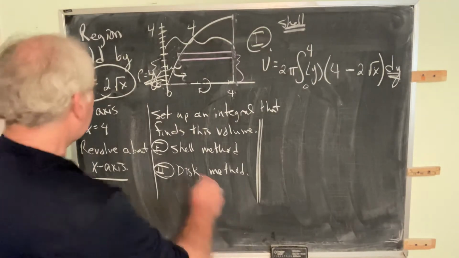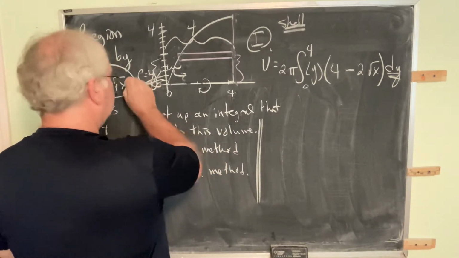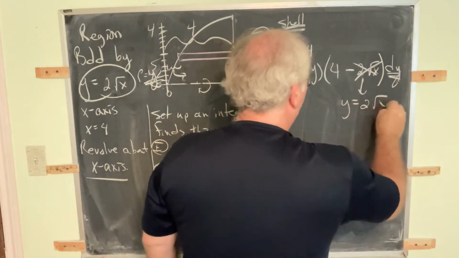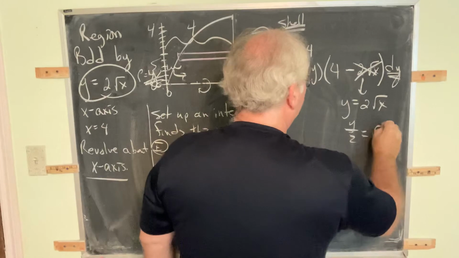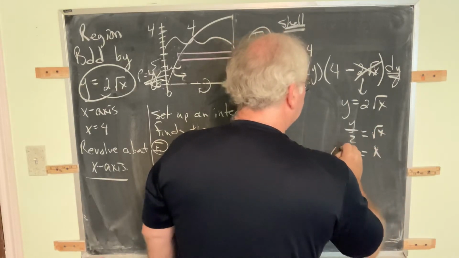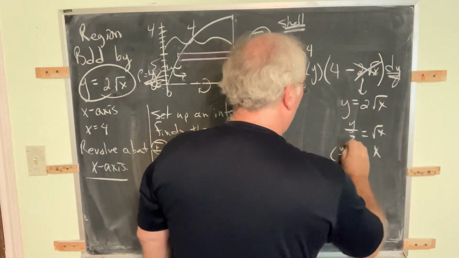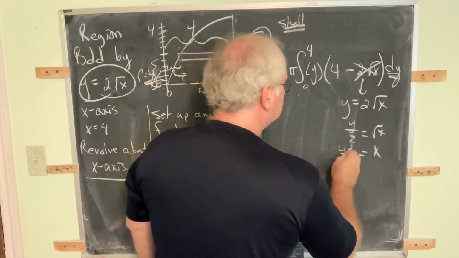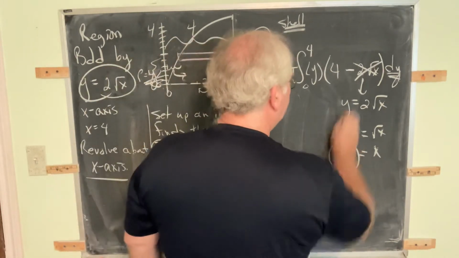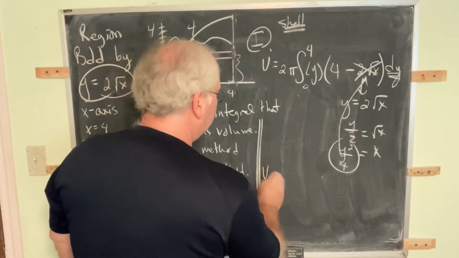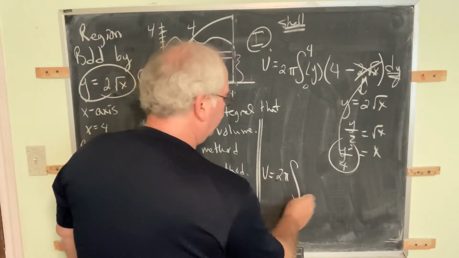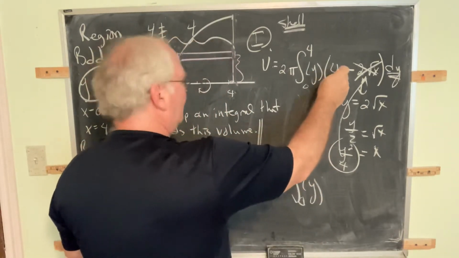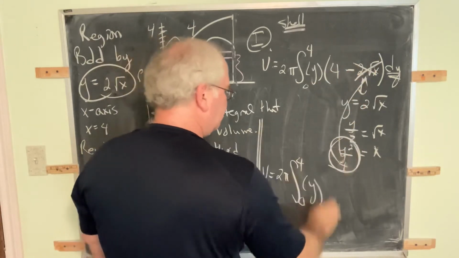And so what we may say is, this is not correct, but we do know that if y is equal to 2 square root of x, then y over 2 is equal to square root of x. So x is y squared over 4. And that is the piece that needs to go here. So our volume is given by 2 pi, integral from 0 to 4, y, and then right-hand side minus left-hand side, which is expressed as a function of y.